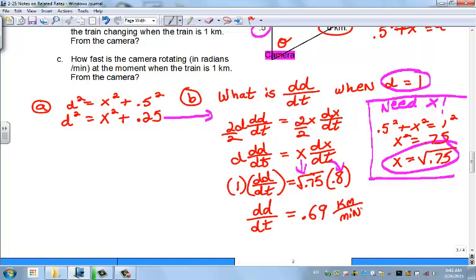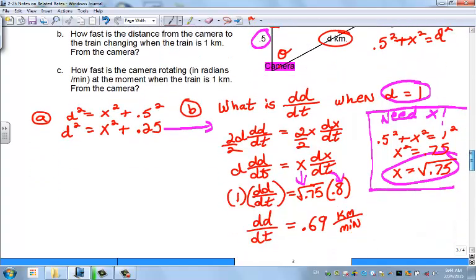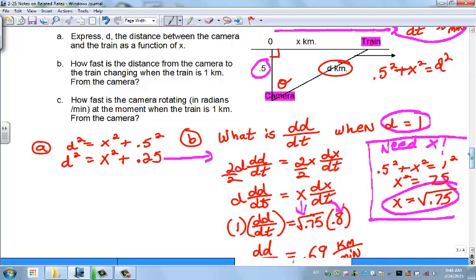So that one's done. Now, the next one might be a little trickier for some because it involves a trig function. Sometimes we have a hard time remembering our trig functions. So in this one, what we're going to do is find how fast the camera is rotating. So that has to do with theta and the speed of the change in theta. So we're going to find d theta/dt.